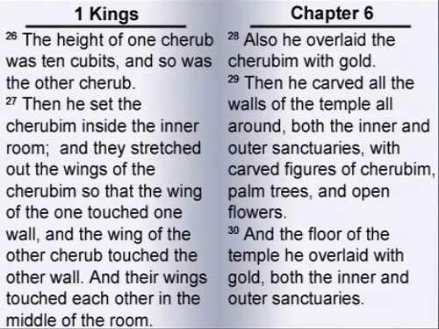Then he set the cherubim inside the inner room, and they stretched out the wings of the cherubim, so that the wing of the one touched one wall, and the wing of the other cherub touched the other wall. And their wings touched each other in the middle of the room. Also he overlaid the cherubim with gold. Then he carved all the walls of the temple all around, both the inner and outer sanctuaries, with carved figures of cherubim, palm trees, and open flowers. And the floor of the temple he overlaid with gold, both the inner and outer sanctuaries.